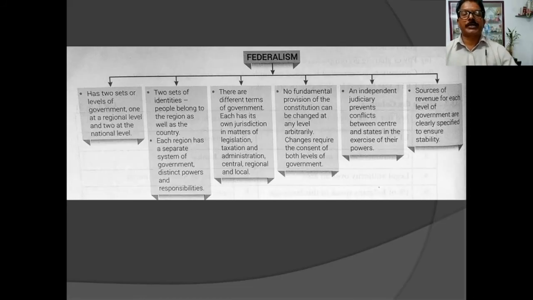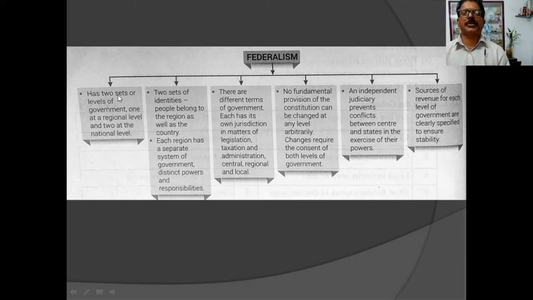Now let us come to the next chapter, federalism. Federalism is a system of government in which power is shared between the central government and the constituent units. In this you will find what the features of federalism are. First point, it has two levels of government, one at the regional level and one at the national level.